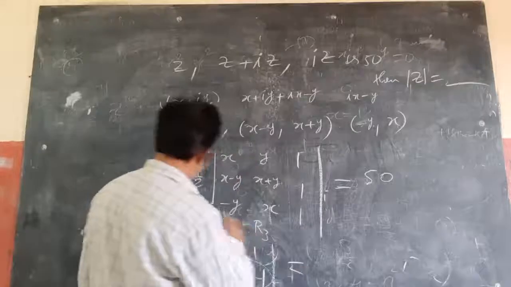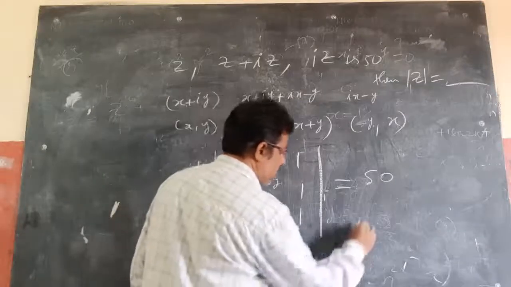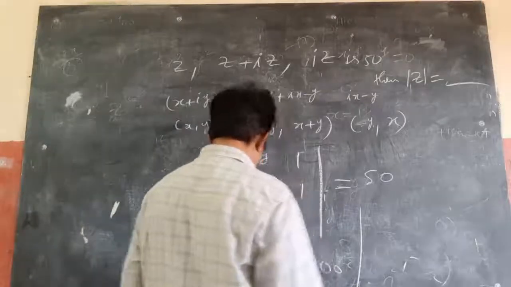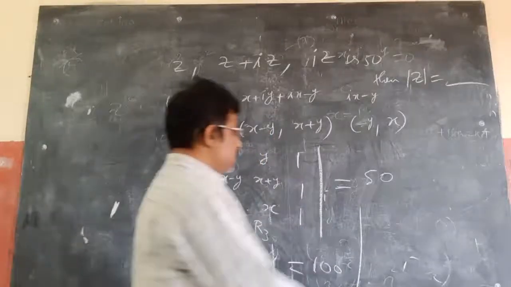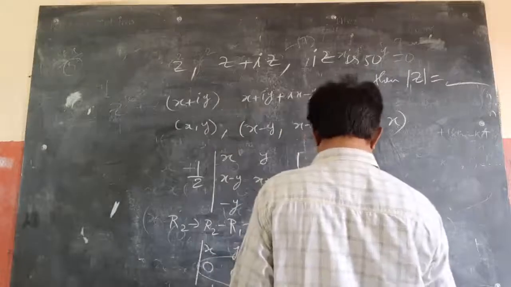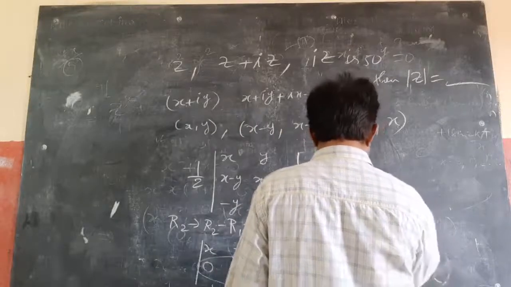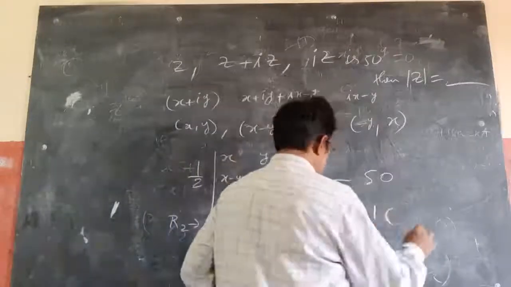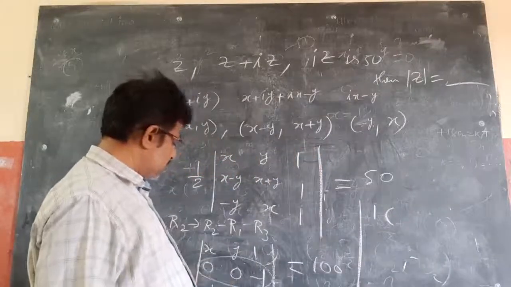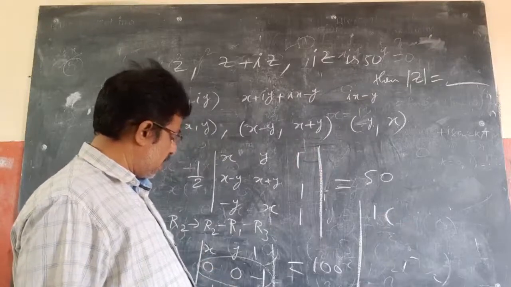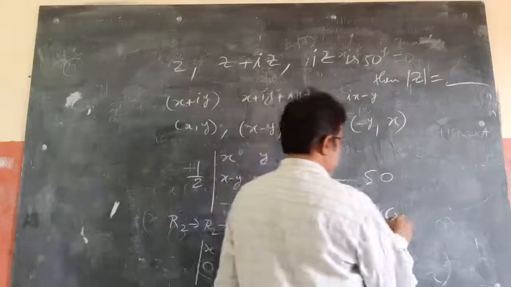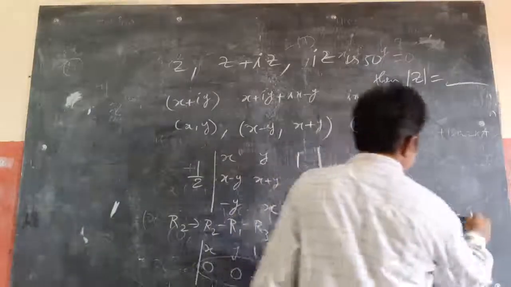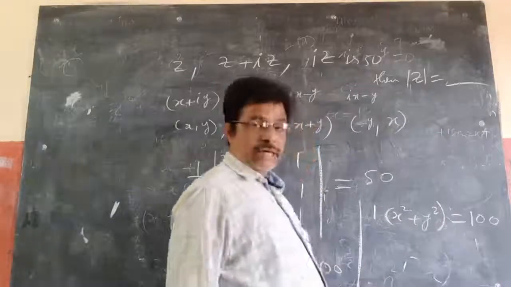It is equal to 100. So how to find the det? 0 into anything is 0, next 0 into anything is 0. The sign is minus, so minus of minus plus 1 into this into this minus this into this. So x square minus of minus plus y square. So x square plus y square equal to 100.